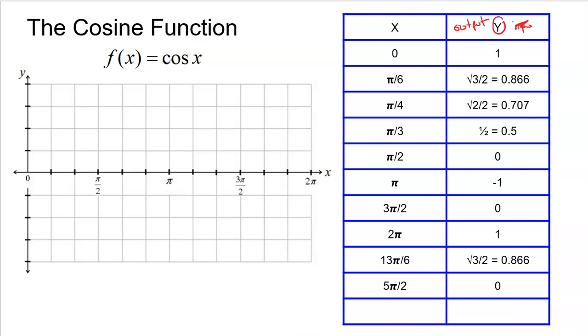And then at pi over 6, it goes to 0.866, or radical 3 over 2. At pi over 4, it goes to radical 2 over 2. So I could graph this as well. Once again, I'm going to use the second tick mark for my 1 and negative 1. So this actually starts at 0, 1. It starts up at 1.